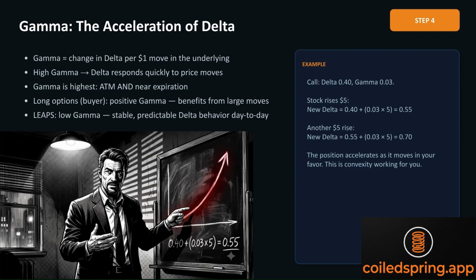This is important to know because it works in both directions. High gamma near expiry means huge potential gains if the stock moves your way, but also huge potential losses if it moves against you. It's a double-edged sword.